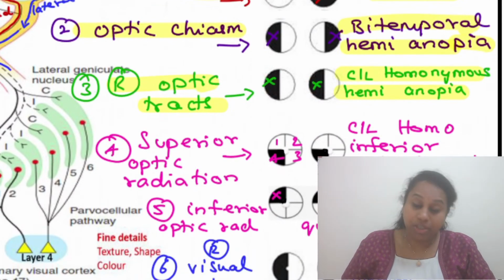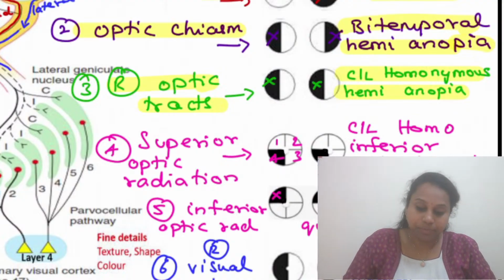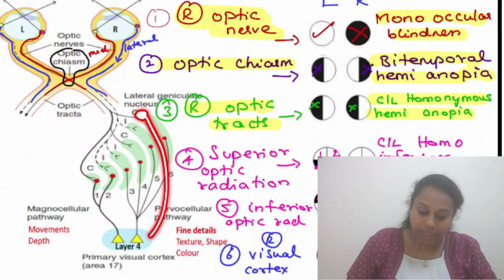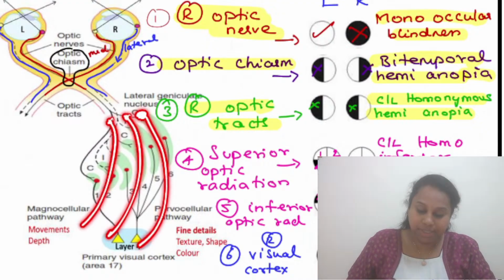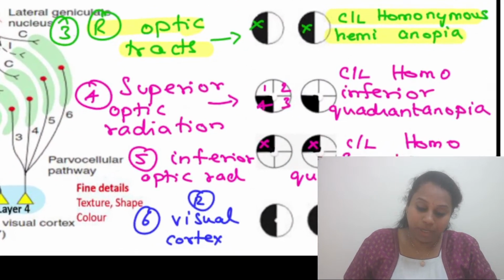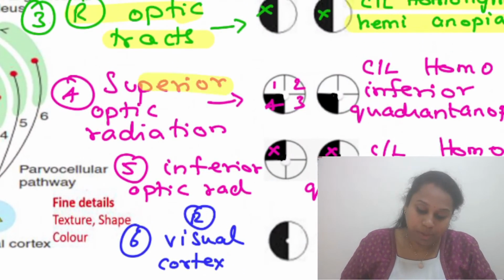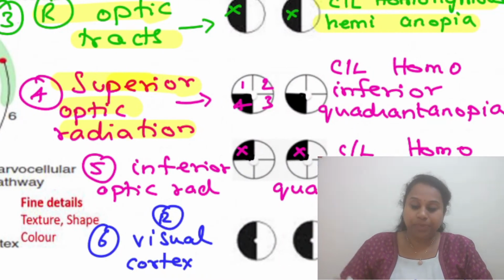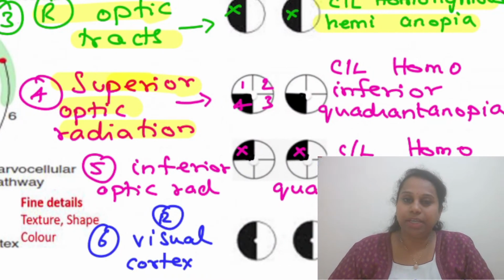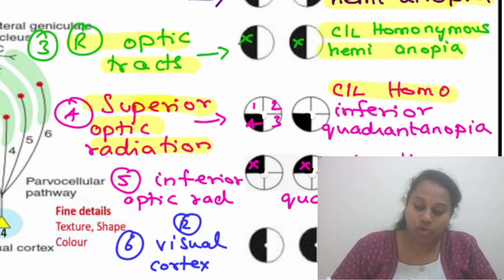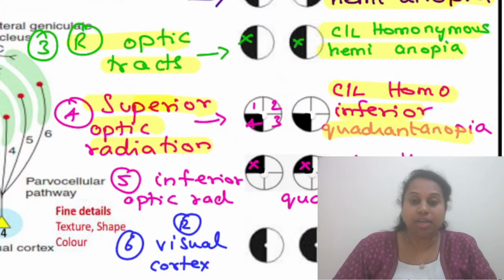The other type of lesion, optic radiations. Optic radiations are fibers from the lateral geniculate nucleus to the visual cortex. They are called optic radiations. If optic radiations are cut, there are two types of optic radiations. Superior optic radiations: if the superior optic radiation is cut, this is going to affect only the inferior field. So that results in contralateral homonymous inferior quadrant anopia.